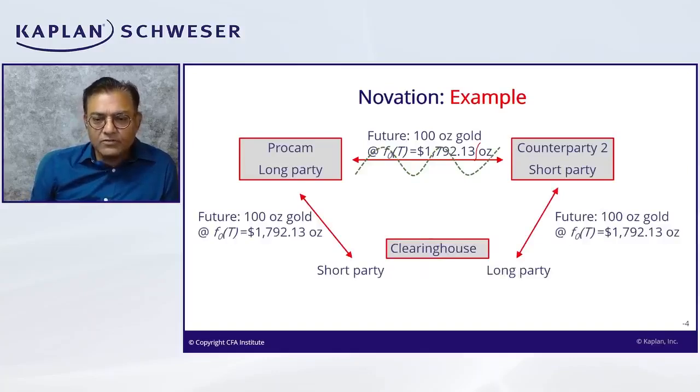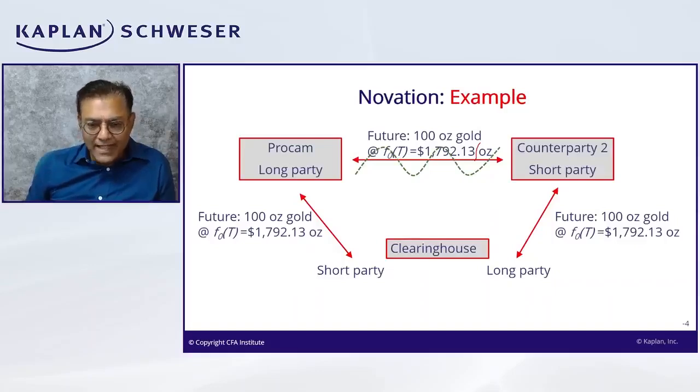Simultaneously, the clearinghouse will take the long position with that original counterparty. So you have the original trade now being broken up into two parts. The clearinghouse becomes the common counterparty for both transactions, and the clearinghouse basically manages the counterparty credit risk.